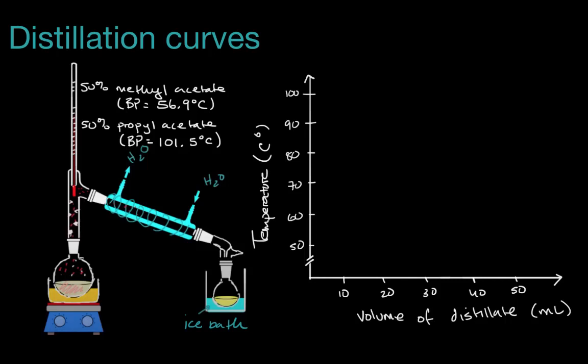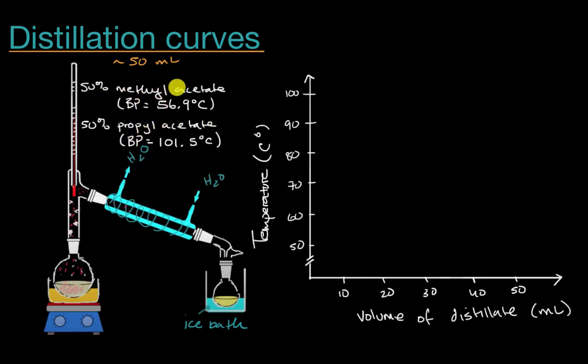In this video, we're going to dig a little bit deeper into distillation. In particular, we're going to learn how to construct and interpret distillation curves. So let's say we're trying to distill roughly 50 milliliters that is 50% methyl acetate and 50% propyl acetate.